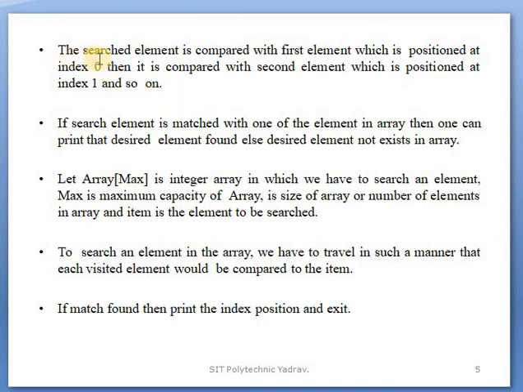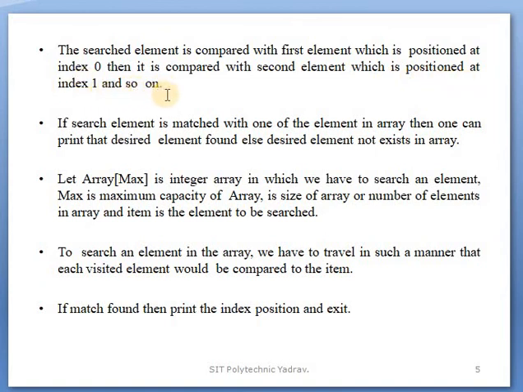It says that the search element, which we search, is compared with the first element of the array, at position 0. Why index position 0? Because in an array the elements are stored starting from location or index 0. So the element searched is compared first with the first element at index 0, and then with the second element, which is positioned at index 1, and so on.